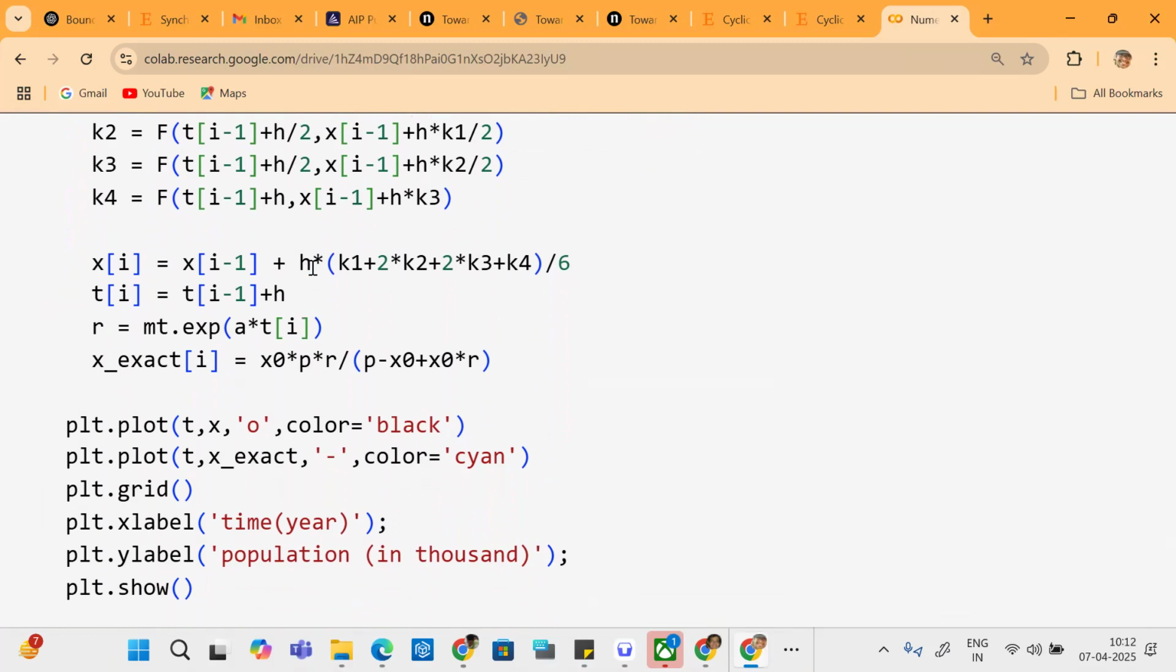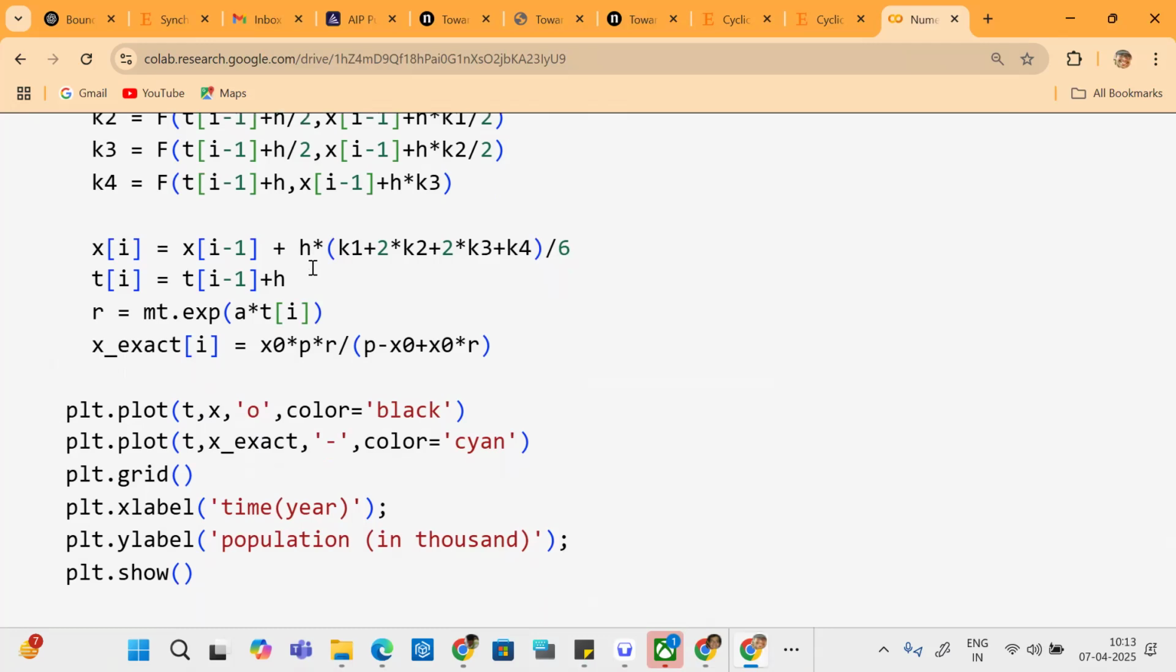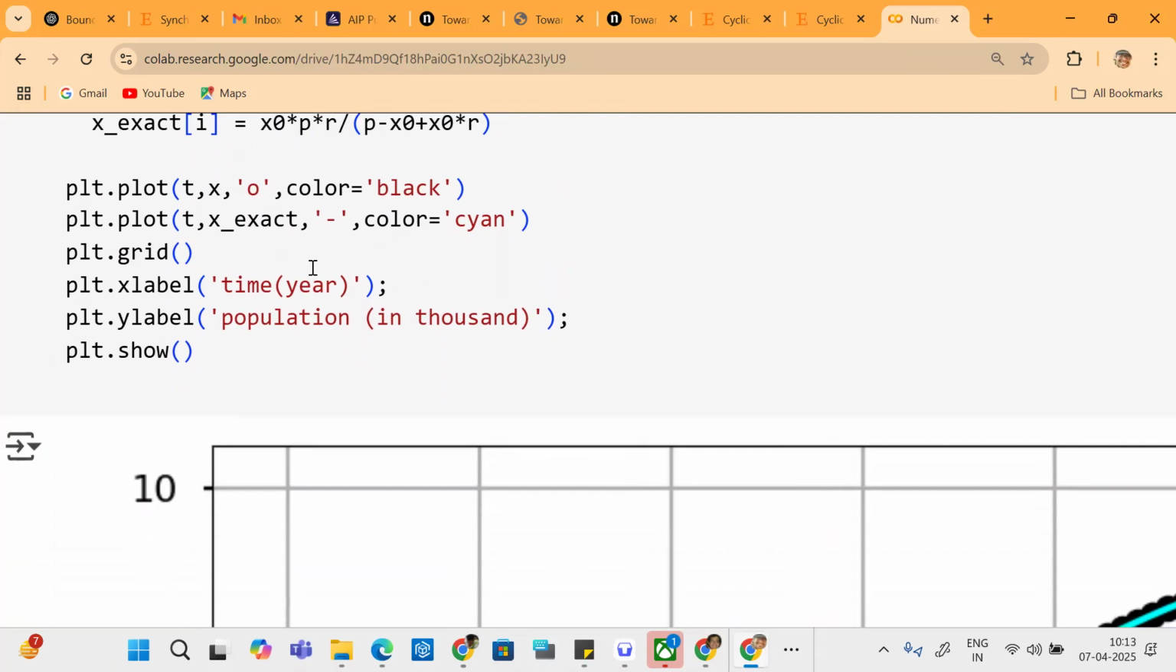Now we are plotting the exact solution in cyan color and the numerical solution using RK4 in black color. Let us see. X represents the population in thousands, actually. X is a dimensionless quantity. If you get X equals 1.5, what does it mean? How many people are there? 1.5 into 1000. Yes, that many are there. So that should be your interpretation.